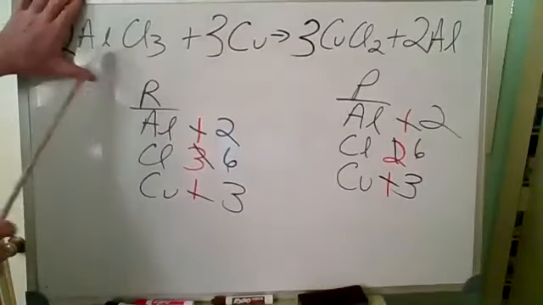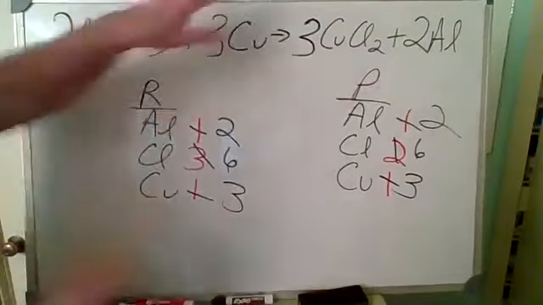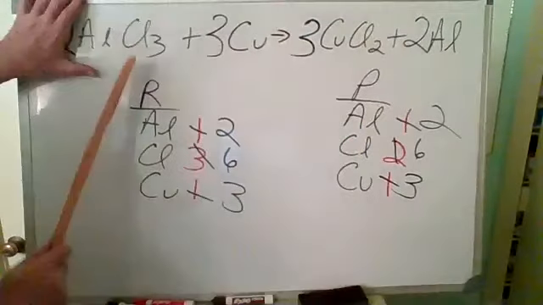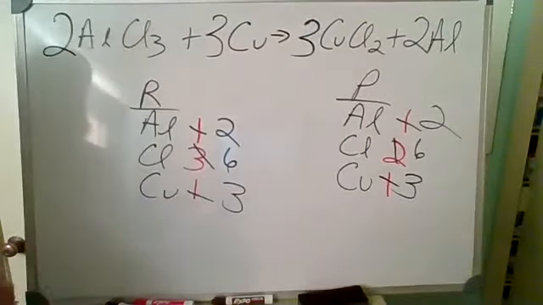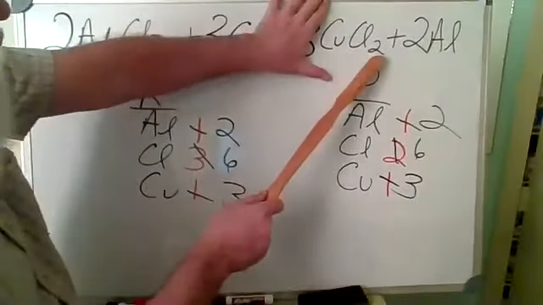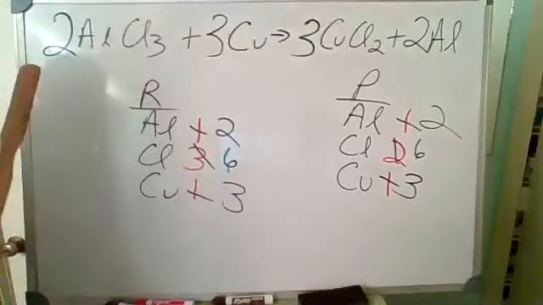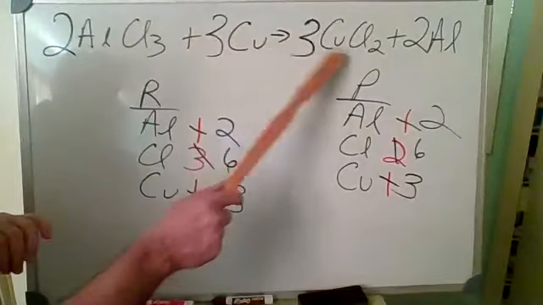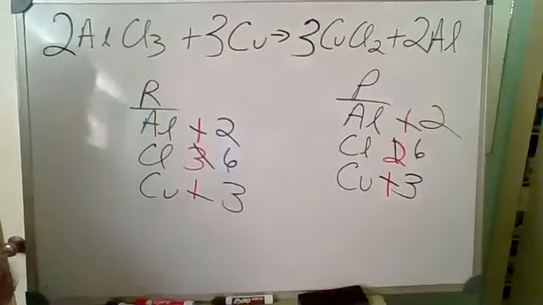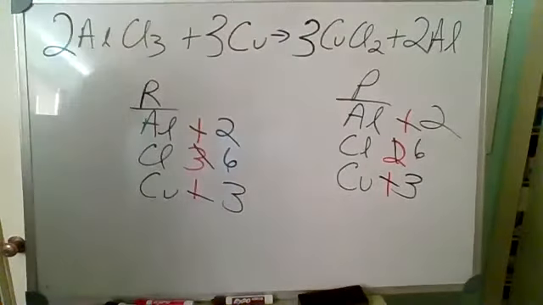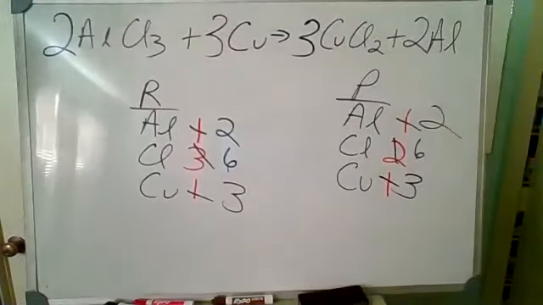1 aluminum times 2 is 2 aluminums, 2 aluminums. 3 chlorines times 2 is 6 chlorines. 2 chlorines times 3 is 6 chlorines. 3 coppers, 3 coppers. We're done. Any question or comment?